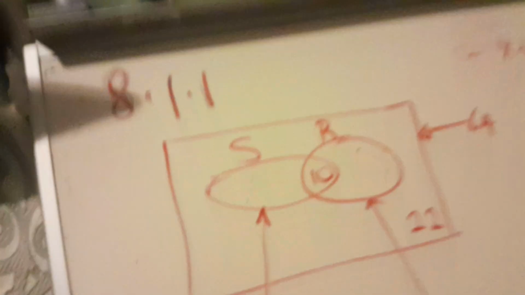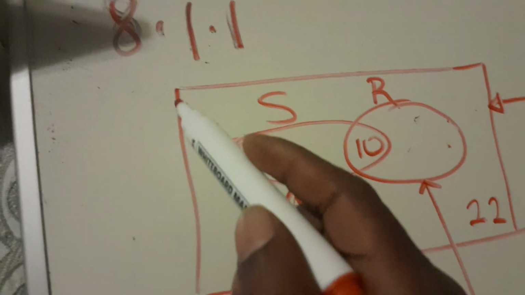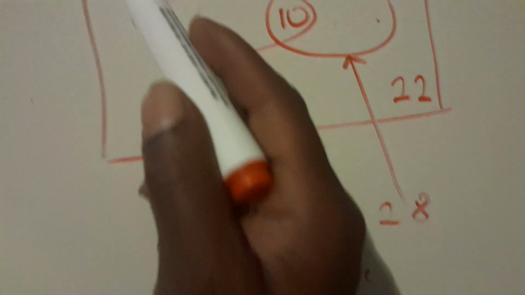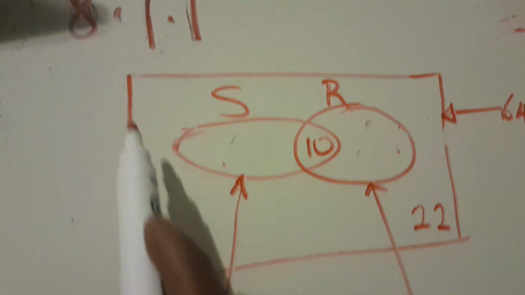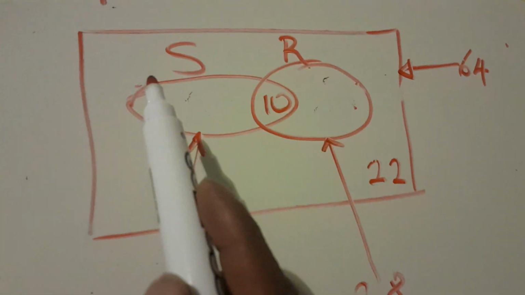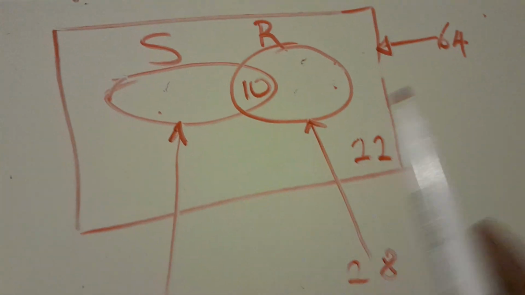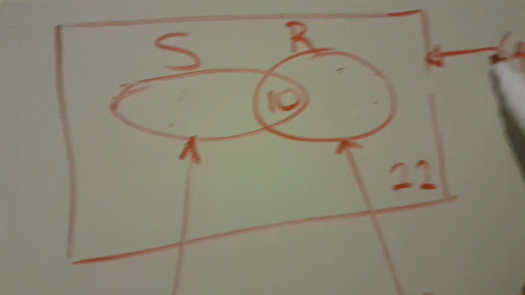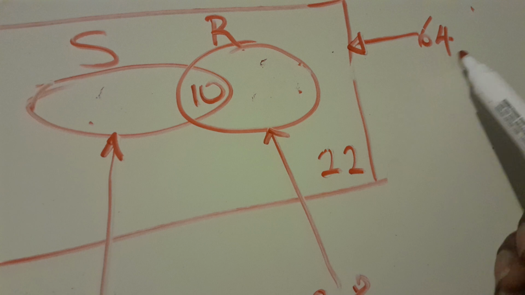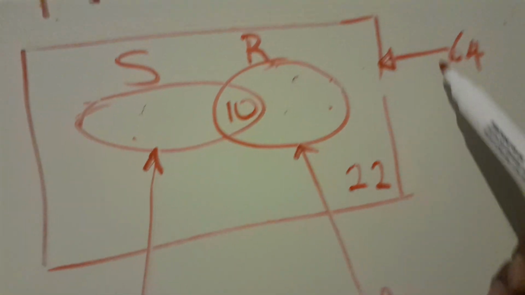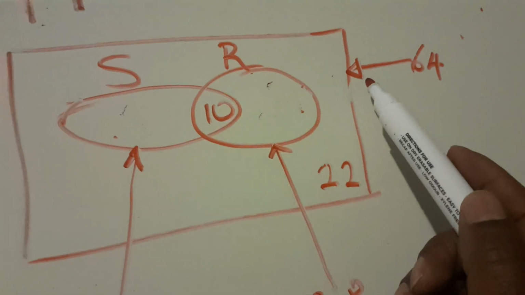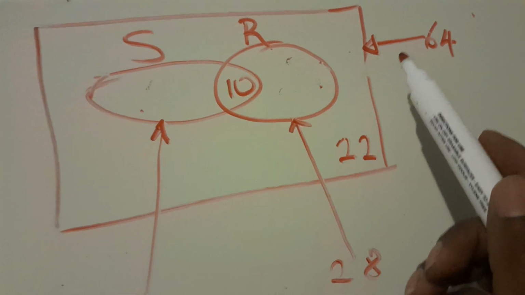Now, this is our Venn diagram. The universal set here, which is the total sample space, is represented by that rectangle. You are given that there are 64, meaning that in the universal set, the sample total, it's 64. You indicate it with an arrow to the box.